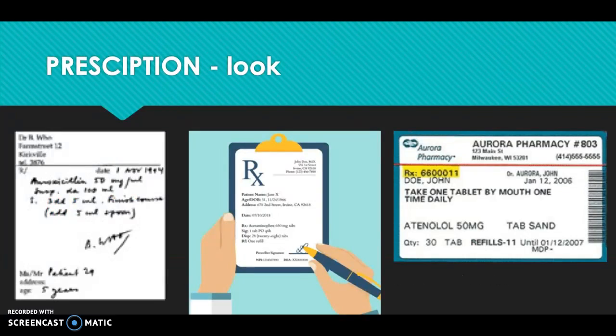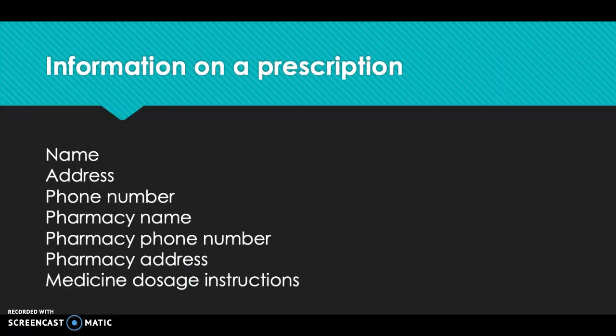Here are some examples of what a prescription may look like. Prescriptions contain very important information. The information on a prescription could be your name, your address, your phone number, as well as the pharmacy name, the pharmacy phone number, the pharmacy address, and most importantly, the medicine dosage instructions. This will help you to take your medicine safely.